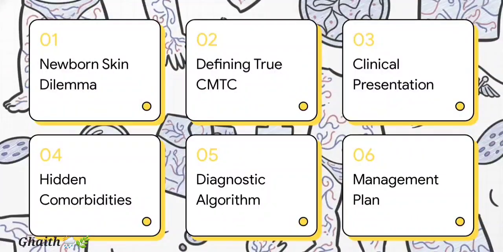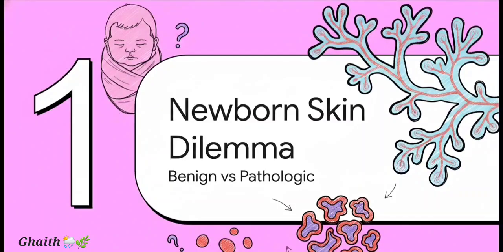Here's our clinical roadmap for today's explainer. We'll quickly cover: 1. The newborn skin dilemma. 2. Defining true CMTC. 3. Clinical presentation and asymmetry. 4. Unmasking hidden comorbidities. 5. The infant diagnostic algorithm. And finally, 6. Multidisciplinary management plan. Let's start with Section 1, the newborn skin dilemma.